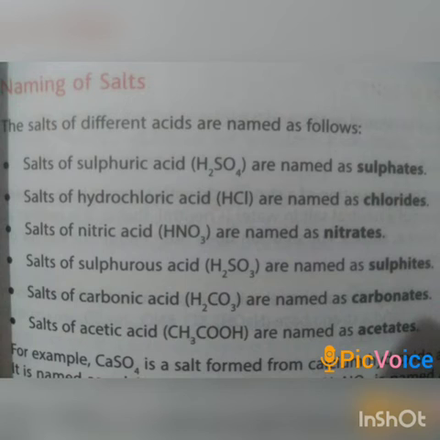Salts of carbonic acid are named as carbonates. Salts of acetic acid are named as acetates. For example, calcium sulfate is a salt formed from calcium hydroxide and sulfuric acid, and the name is calcium sulfate. In this way, we can name a salt.